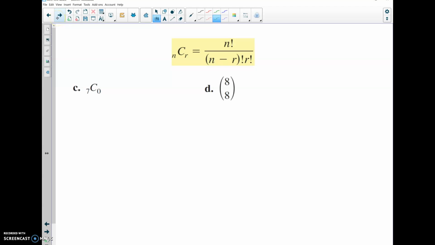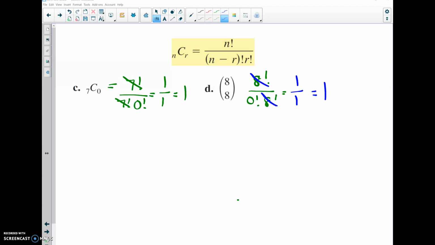Take a few seconds and try these two problems here. Remember that 0 factorial equals 1. That will be helpful in both of these examples. Plugging these into the formula, 7 minus 0 is 7 factorial, so those would cancel. 0 factorial is 1, so this one is 1. The same thing happened here: 8 minus 8 is 0, and then what's left over is 8 factorial over 8 factorial. So both of these answers are 1.